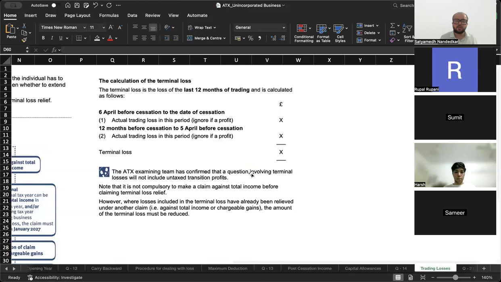And how do you calculate the terminal loss? Terminal loss is loss of the last 12 months of trading. So 6 months before cessation to date of cessation, and 12 months before cessation to 5th of April. इसके basis पे भी we have done one question, if you remember. So if my business is coming to an end on 30th of September 2025, 6th April before cessation is 6th of April 2025 to 30th September 2025, and 12 months before cessation is 1st of October 2024 to 5th of April 2025. ऐसे you will consider the last 12 months and the loss will be calculated accordingly.